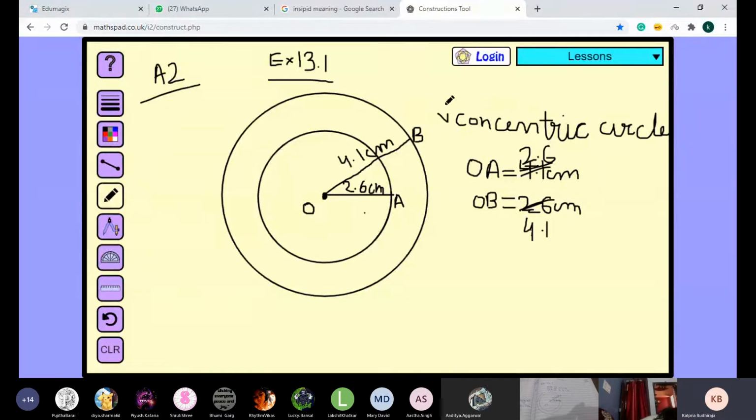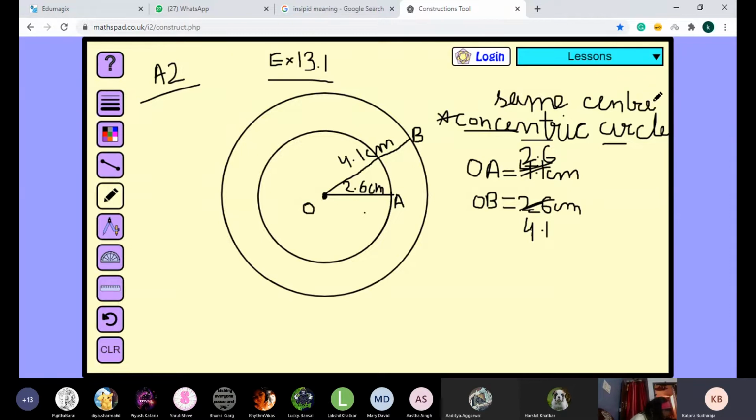Now, as you have asked, concentric circles are circles with the same center. Write it down: circles with same center. So the two circles have the same center O. Understood this thing? Yes, class, quickly tell me. Okay, it can be two circles or three circles.